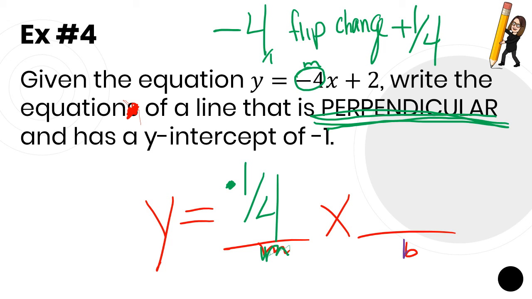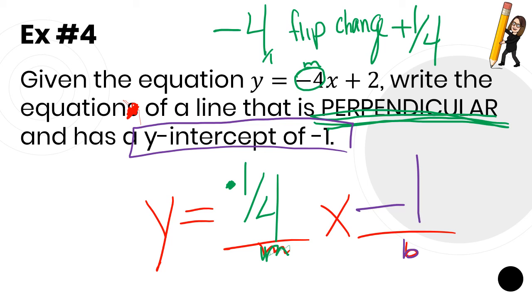My b value, beginning, again, I have to give that to you. That's what the rest of the information or sentence is for. My y-intercept is -1.